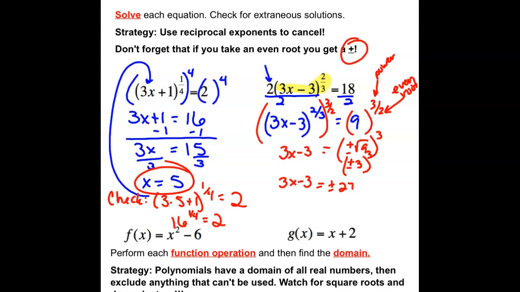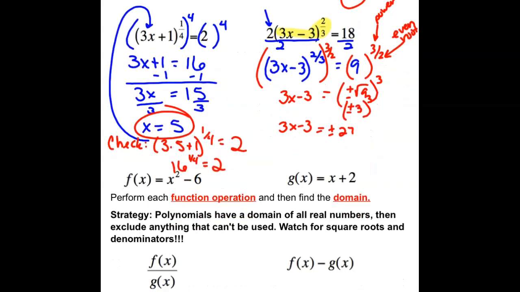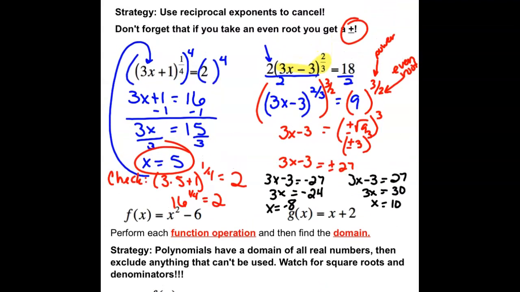Okay, now we have 2 separate values, so we really have 2 equations. Let's split this up. 3x minus 3 could be negative 27, or 3x minus 3 could be positive 27. For the left version, adding 3 over leaves me negative 24. Dividing by 3, we get negative 8. On the right side here, adding a 3 gets me 30. Dividing, we end up with 10. So we have an 8 and a 10. We need to go back and check those.